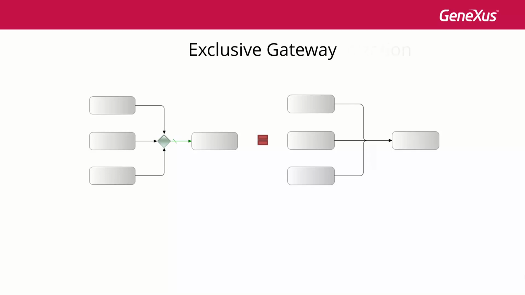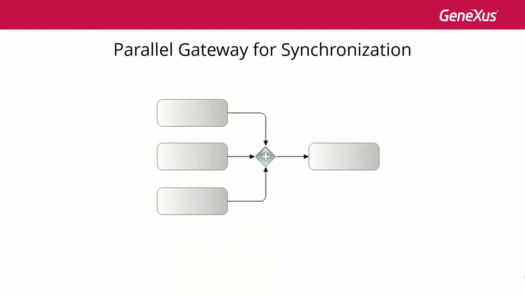To avoid this, we must use a parallel gateway to join paths. A parallel gateway waits for all the incoming flow sequences and does not continue until all of them have arrived.